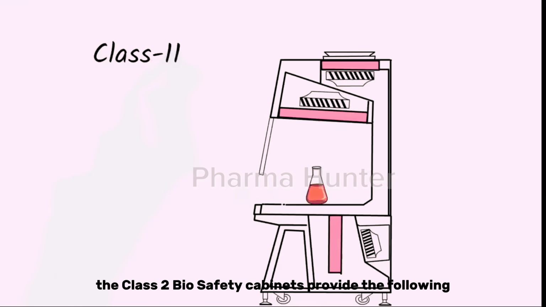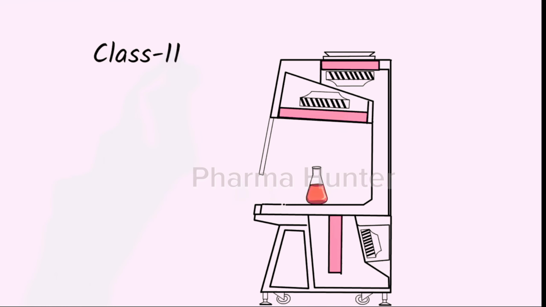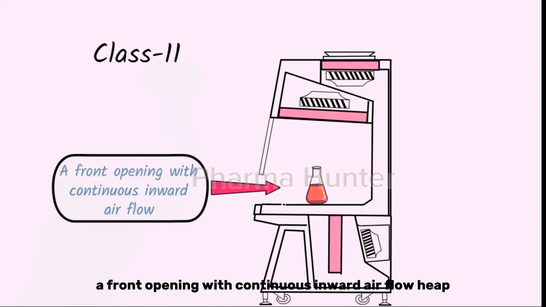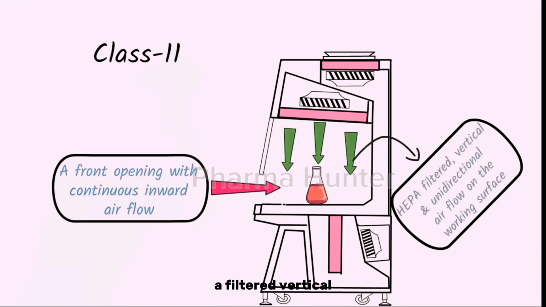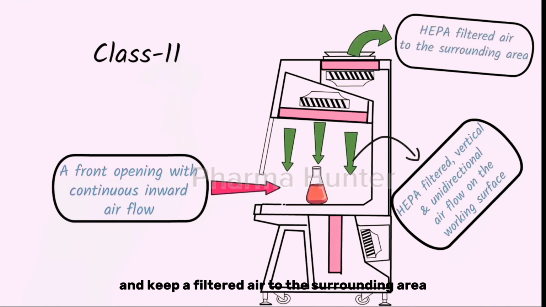The Class 2 biosafety cabinets provide the following: a front opening with continuous inward airflow, HEPA filtered, vertical, and unidirectional airflow on the working surface, and HEPA filtered air to the surrounding area.